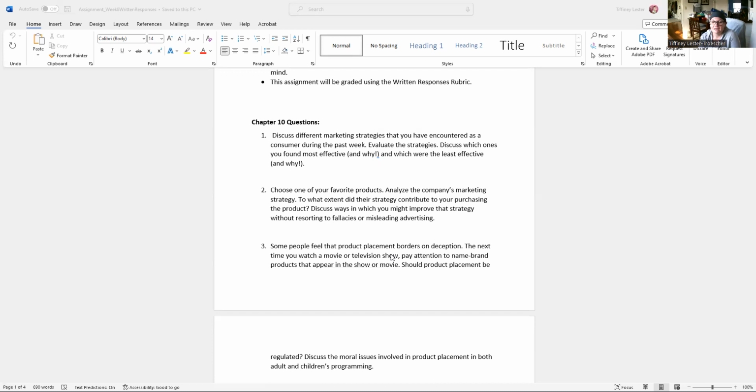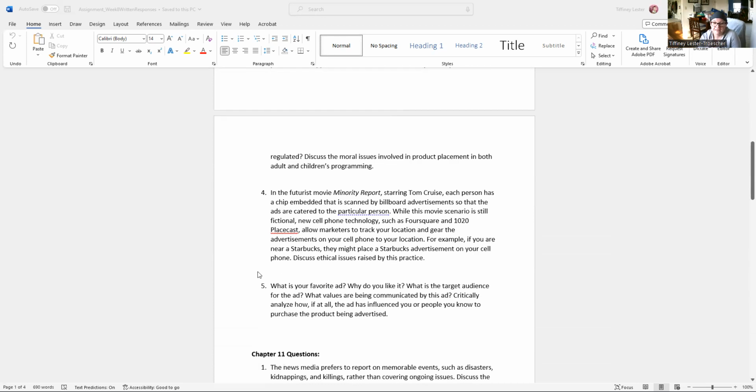Okay. Number 3, some people feel that product placement borders on deception. The next time you watch a movie or television show, pay attention to name brand products that appear in the show or movie. Should product placement be regulated? Discuss the moral issues involved in product placement in both adult and children's programming.